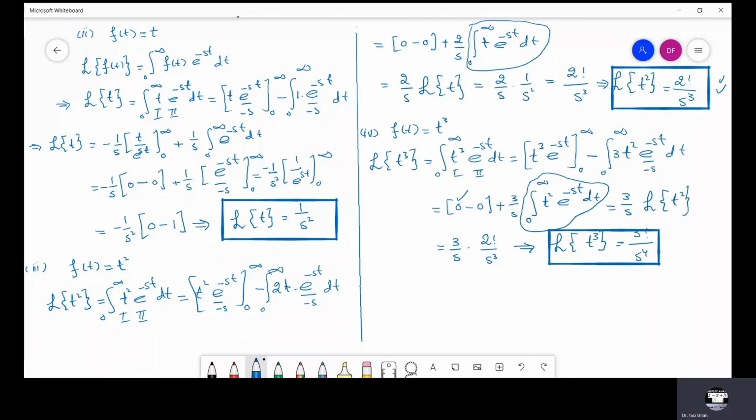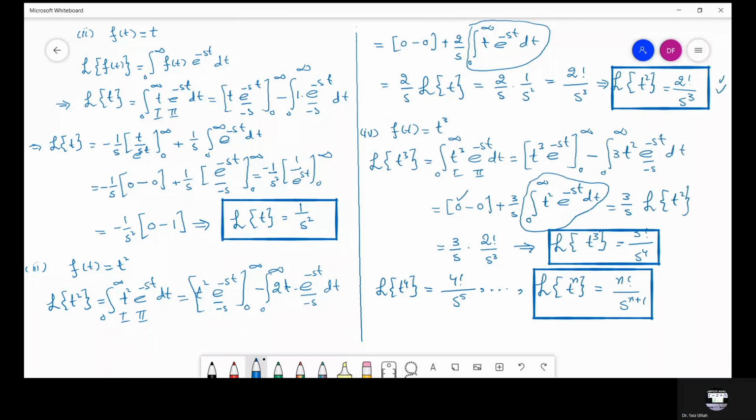and that is the required rule for the Laplace transform of t cube. In a similar procedure, now we can write that Laplace transform of t power 4 must be equal to 4 factorial divided by s power 5. And if we further generalize this, we can write that Laplace transform of t power n is equal to n factorial divided by s power n plus 1. So this is the general rule for the polynomials.